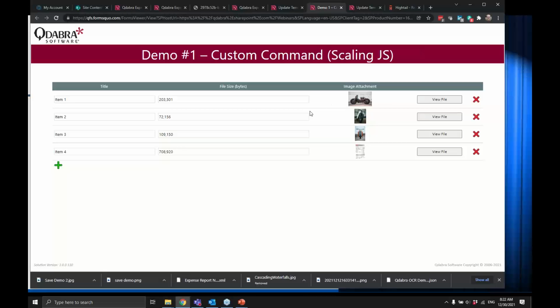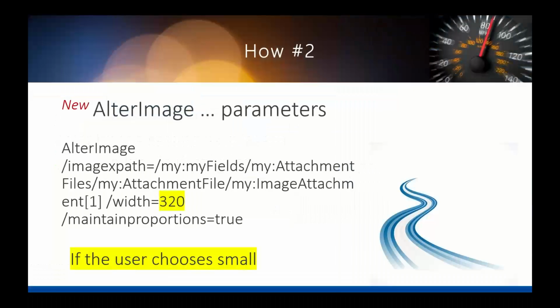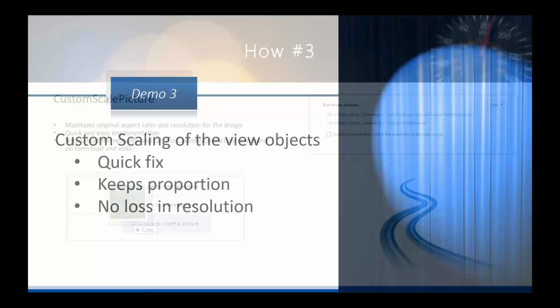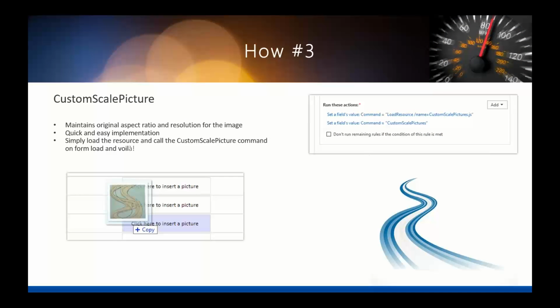So this is a new command, and this is a custom command, actually. We've created this using this new qRules technique, which allows you to create your own commands. We're calling it scaling.js, so you actually have to add a resource file to your form. Actually, this is wrong, I did this out of Word. This is actually demo 3. It's called custom scale picture, and you'll have a command in your form that loads the resource custom scale pictures. We'll include that in the webinar kit, and then you'll run that command custom scale pictures.